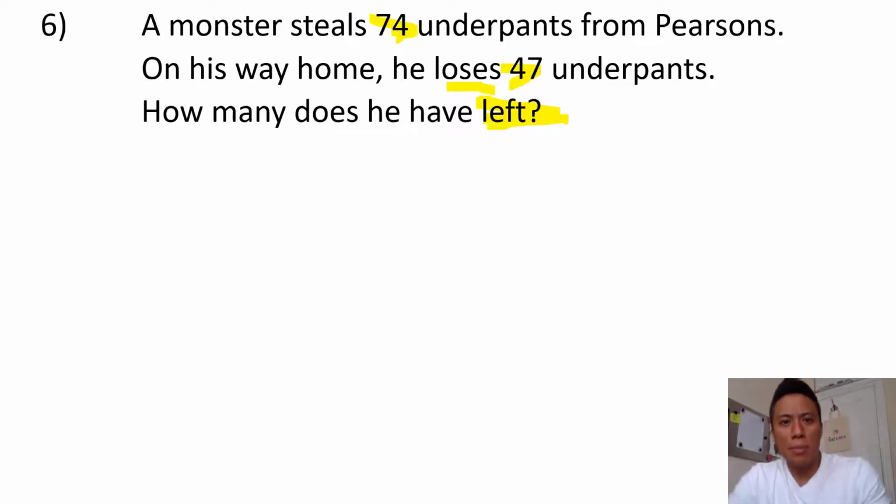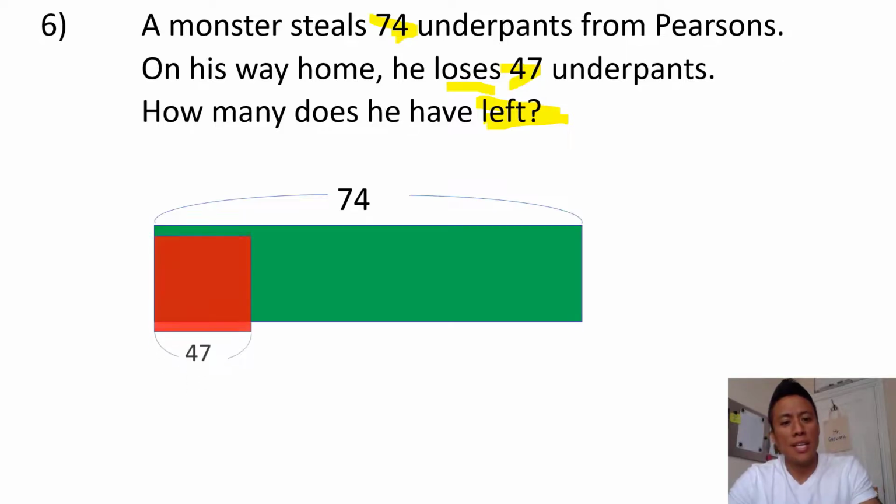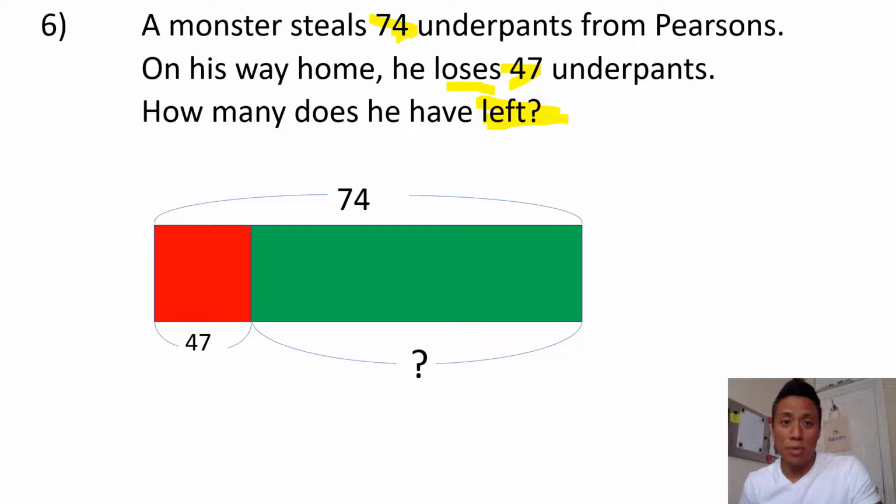Right, bar modeling time. Let's see. So the monster steals 74 underpants. This green bar is going to represent the 74 underpants he steals. Okay, and then he loses 47 underpants. So that's how much he's lost there. We need to know how much he has left. Right, hopefully this bar model will help you out with solving it. Pause it and give it a go. 3, 2, 1, go.